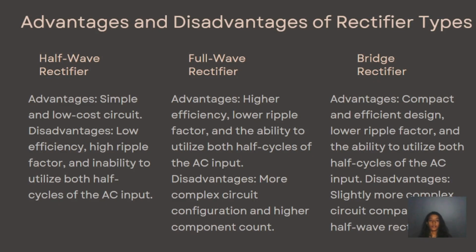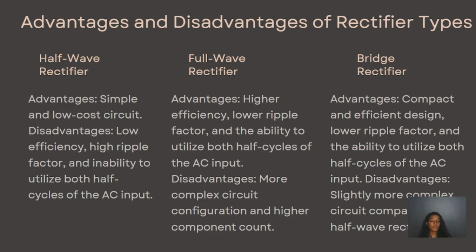Advantages and disadvantages of rectifier types. Half wave rectifier. Its advantage is that it's a simple and low cost circuit. Its disadvantage is that it has low efficiency, high ripple factor, and inability to utilize both half cycles of the AC input. The advantage of a full wave rectifier is that it has higher efficiency, low ripple factor, and the ability to utilize both half cycles of the AC input. Disadvantages: more complex circuit configuration and higher component count.